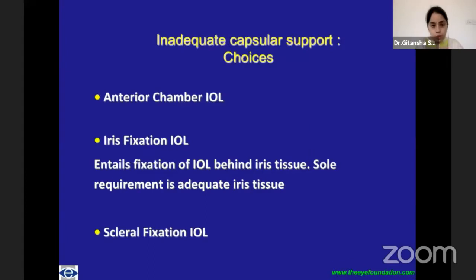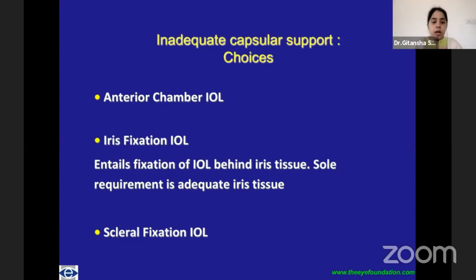Now, there are various choices available when one talks about inadequate capsular support. The anterior chamber IOLs have largely fallen into disrepute, essentially because of the endothelial decompensation that they cause. Scleral fixated IOLs and the various techniques have been very comprehensively already taken upon by the various speakers. However, as Dr. Avnindra sir has mentioned earlier, for the results to be very good, it does require a complete vitrectomy, which falls under the purview of a posterior segment surgeon.